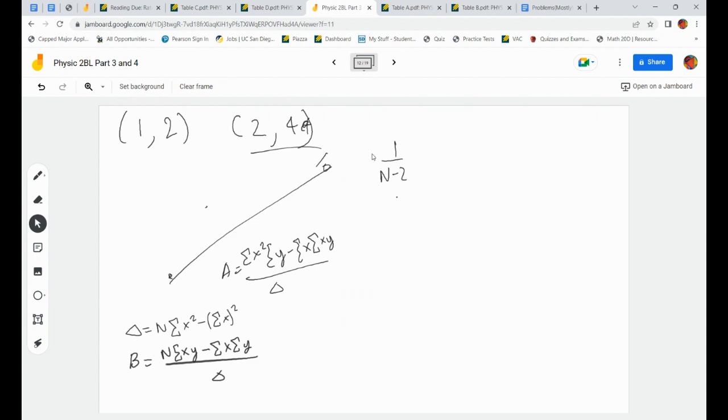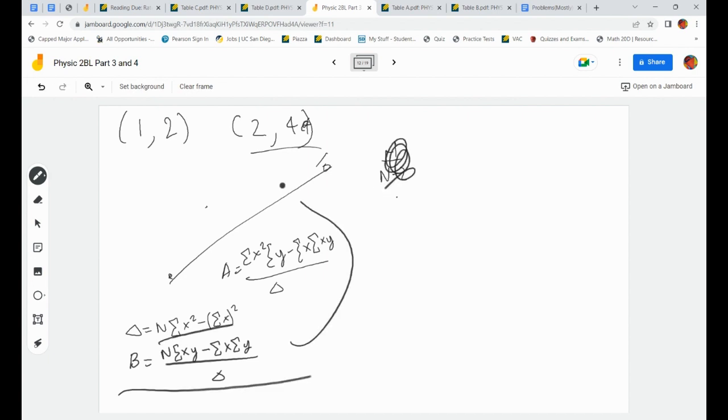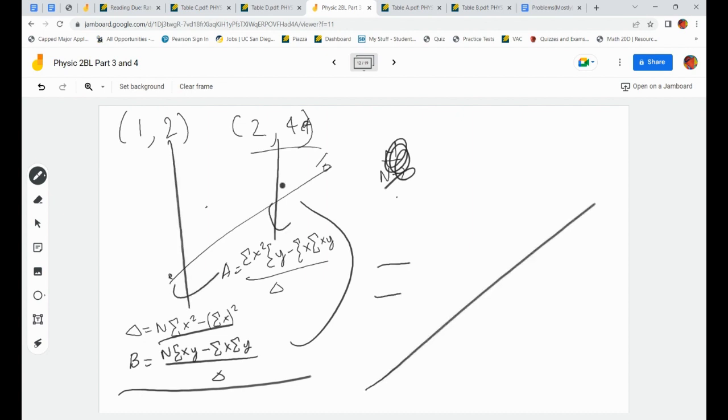Okay. This part is useless. So these two we have, and then you just plug all that in to here, and you should see a line that's basically the slope of that, and then the intercept of that.